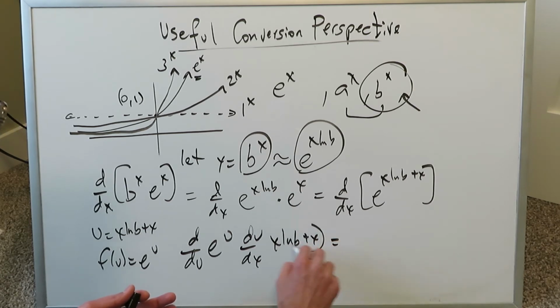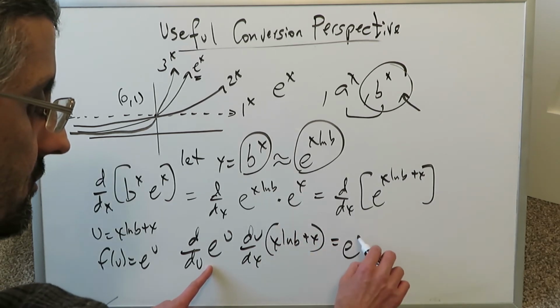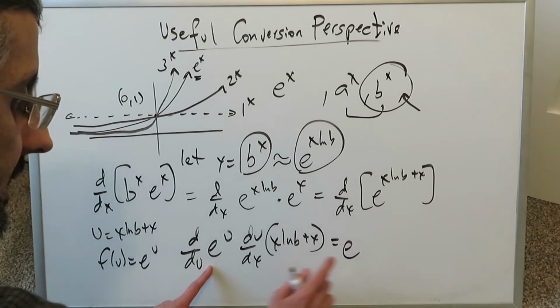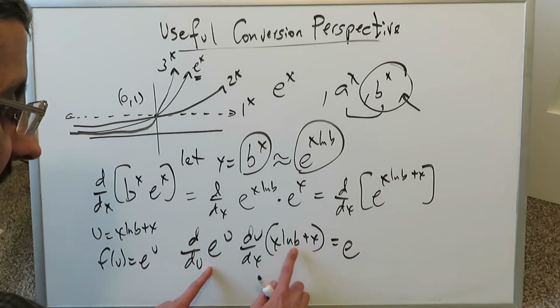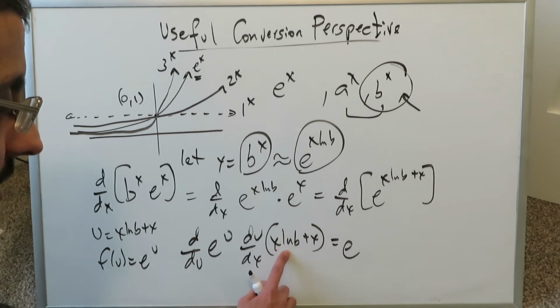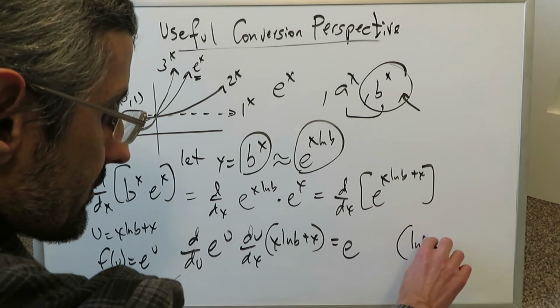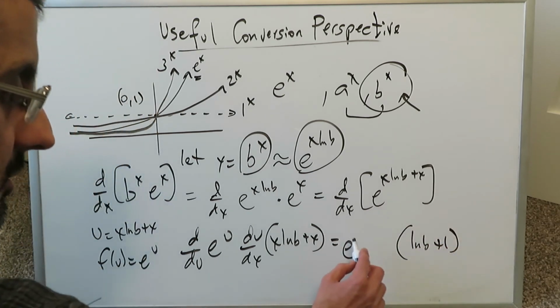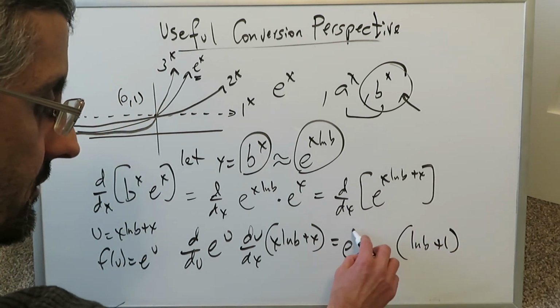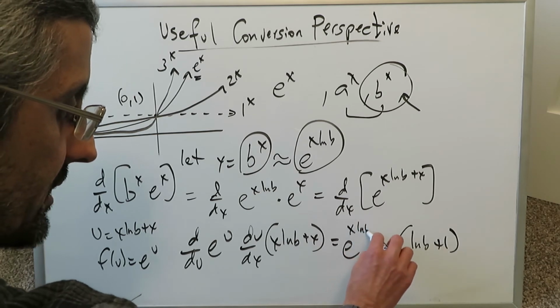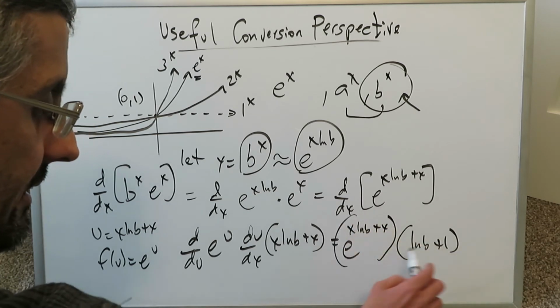The derivatives of these are easy. e to the u will stay as e to the u, and I'll leave that u blank. This x ln b plus x will come out as just ln b plus 1, because the derivative of this will just be the natural log b. The derivative of this will be 1. And you're multiplying all of this with ln b plus 1, which can come here as a coefficient. Then here you resubstitute the u, which is e to the x ln b plus x. And that right there is your answer.